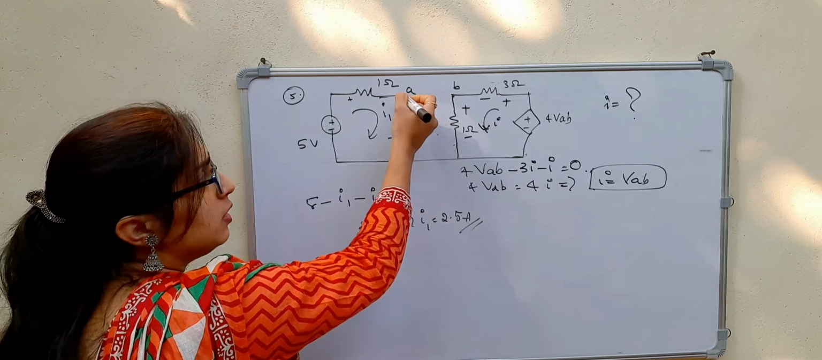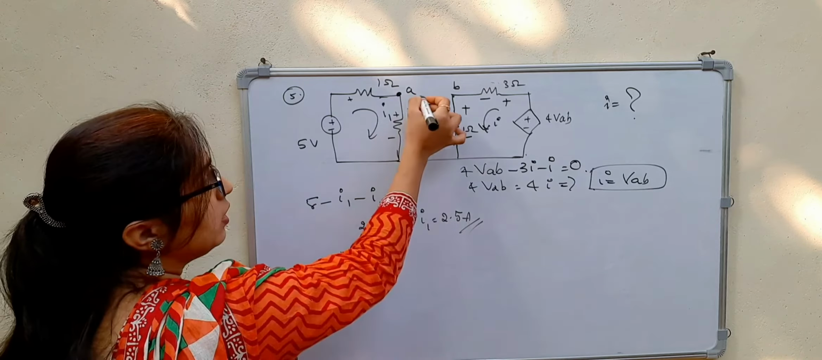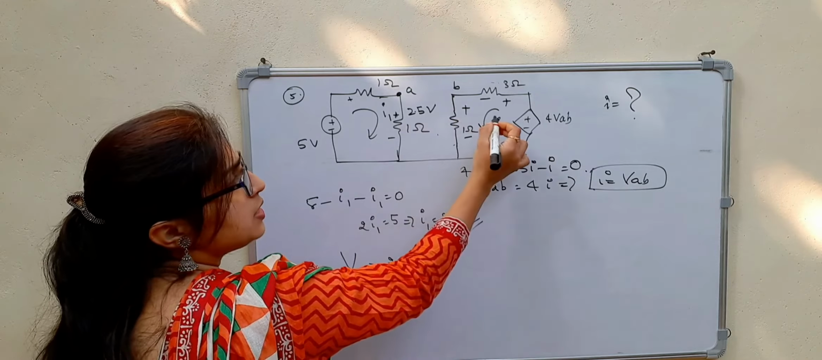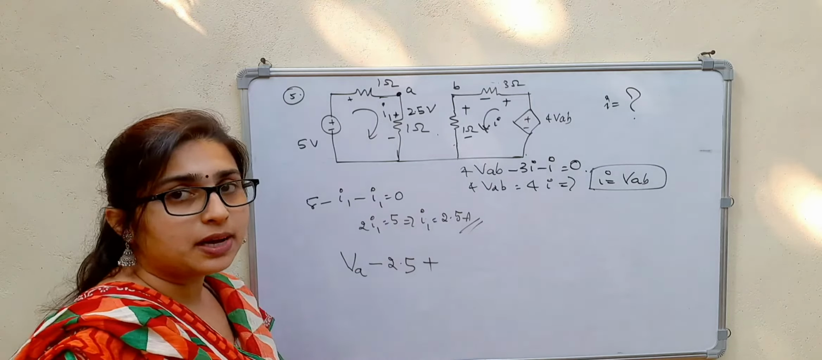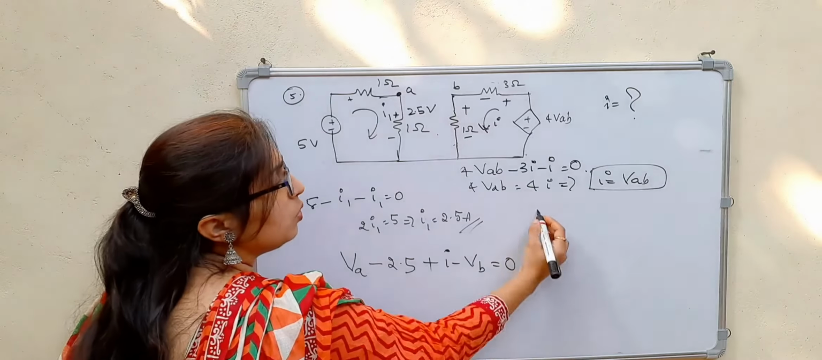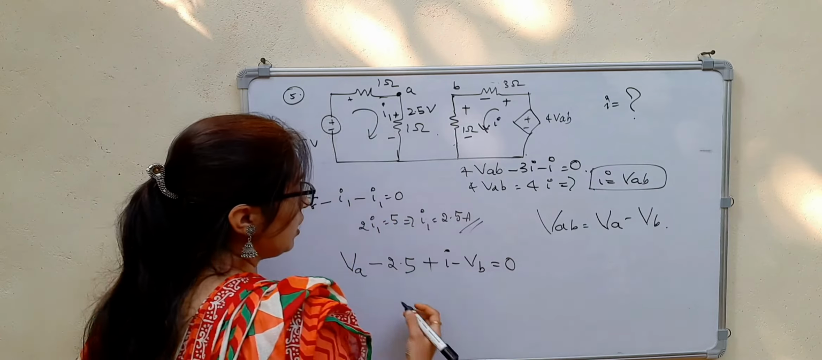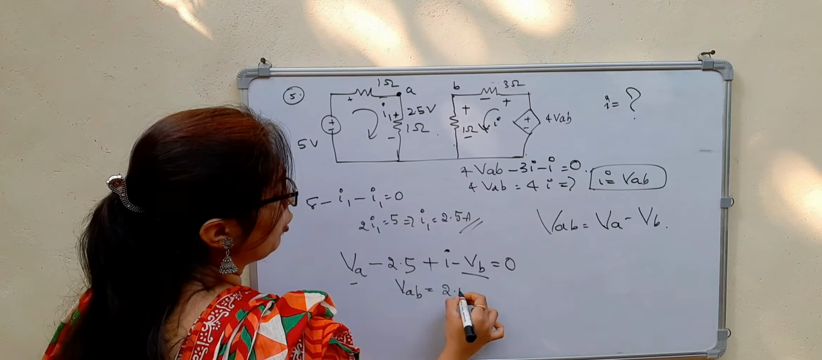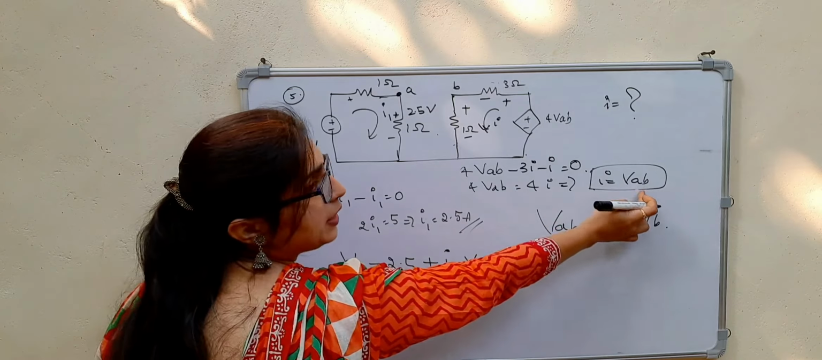So now if I start from this point, that is higher to lower potential, we can write this as VA. Then we have plus first, so it is minus 2.5. Now this is the current I. So what is the voltage drop? We are getting minus first, so it is plus I minus VB is equal to 0. And you know we can write VAB as VA minus VB. So this VA minus VB I can write it as VAB, that is equal to 2.5. Then it is minus I. So minus I is nothing but it is VAB.